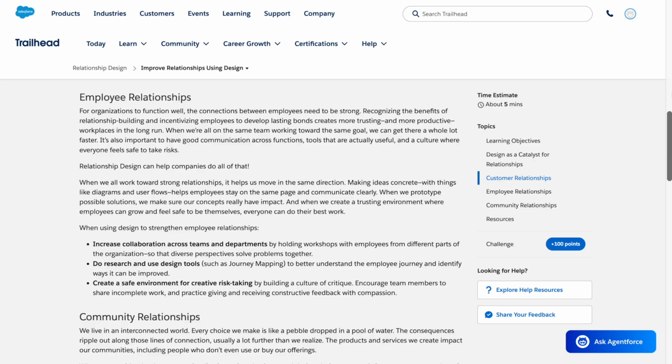When using design to strengthen employee relationships, increase collaboration across teams and departments by holding workshops with employees from different parts of the organization so that diverse perspectives solve problems together. Do research and use design tools, such as journey mapping, to better understand the employee journey and identify ways it can be improved. Create a safe environment for creative risk-taking by building a culture of critique. Encourage team members to share incomplete work and practice giving and receiving constructive feedback with compassion.